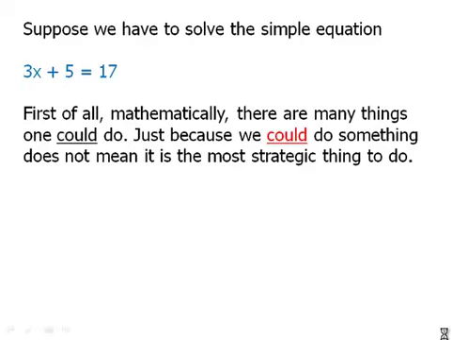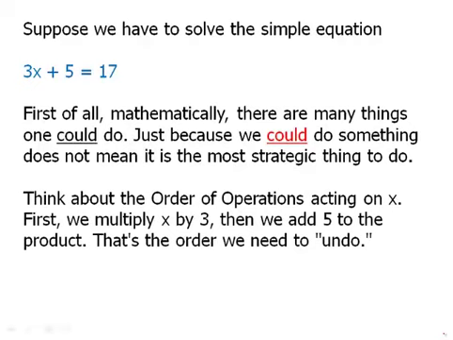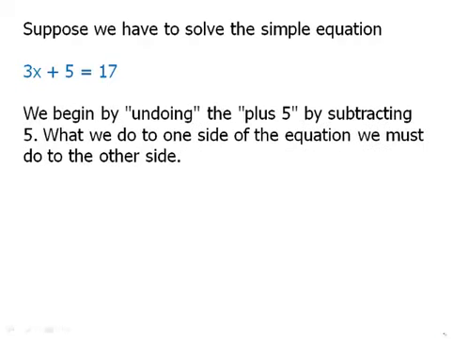So what would be strategic? Think about the order of operations acting on x. First we multiply the x by 3, then we add 5 to the product. That's the order we need to undo. We begin by undoing the plus 5 by subtracting 5. What we do to one side, we must do to the other. So we subtract 5 from both sides of the equation. 3x plus 5 minus 5, the 5's cancel on the left side, and on the right side, 17 minus 5 is 12.